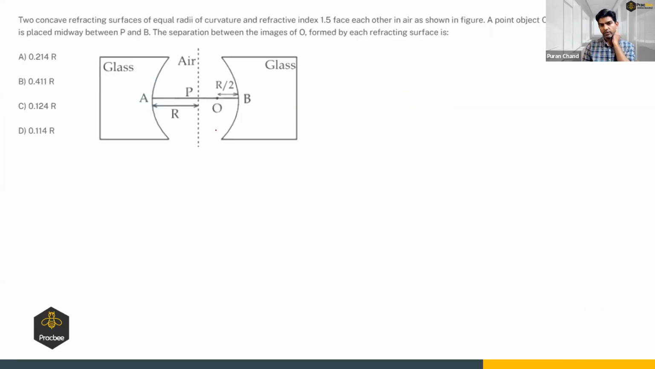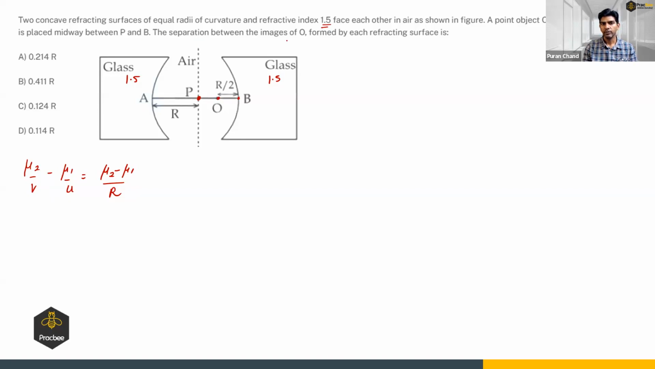Okay, right. This question is based on refraction at a spherical interface. So which formula do we have to use in this question? Mu2 by v minus mu1 by u is equals to mu2 minus mu1 by R. Okay. Let us see the question. Two concave refracting surfaces of equal radii of curvature and refractive index 1.5, so this is 1.5, 1.5, face each other in air as shown in the figure. A point object O is placed midway between P and B. So this is P, this is B. The object is placed at the midpoint of PB.